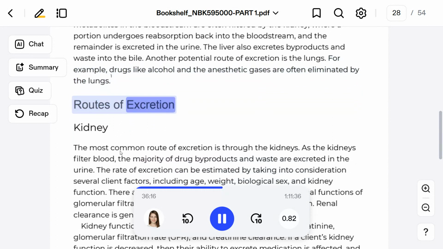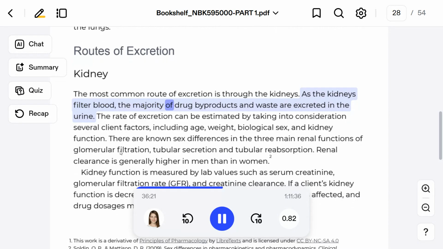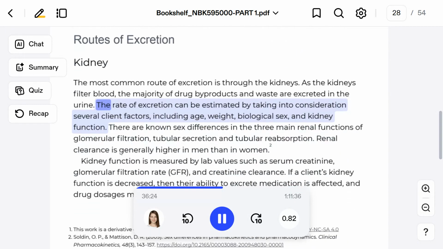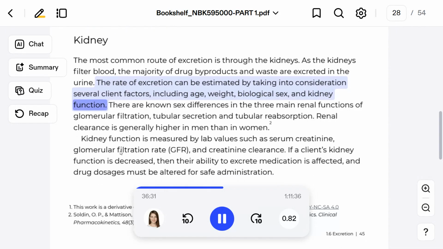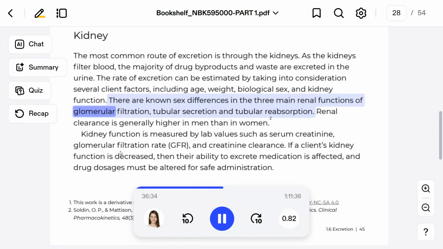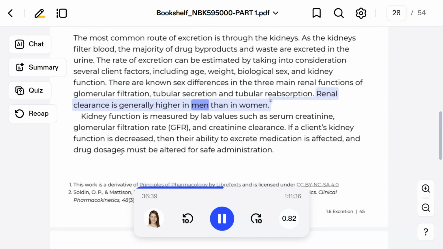Routes of excretion. Kidney. The most common route of excretion is through the kidneys. As the kidneys filter blood, the majority of drug byproducts and waste are excreted in the urine. The rate of excretion can be estimated by taking into consideration several client factors, including age, weight, biological sex, and kidney function. There are known sex differences in the three main renal functions of glomerular filtration, tubular secretion, and tubular reabsorption. Renal clearance is generally higher in men than in women.